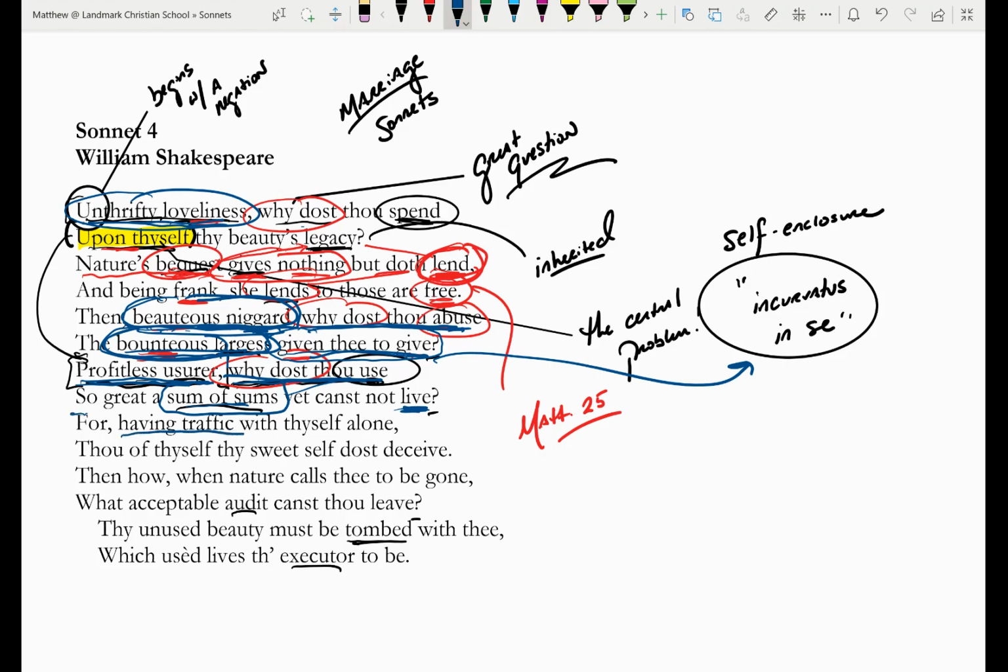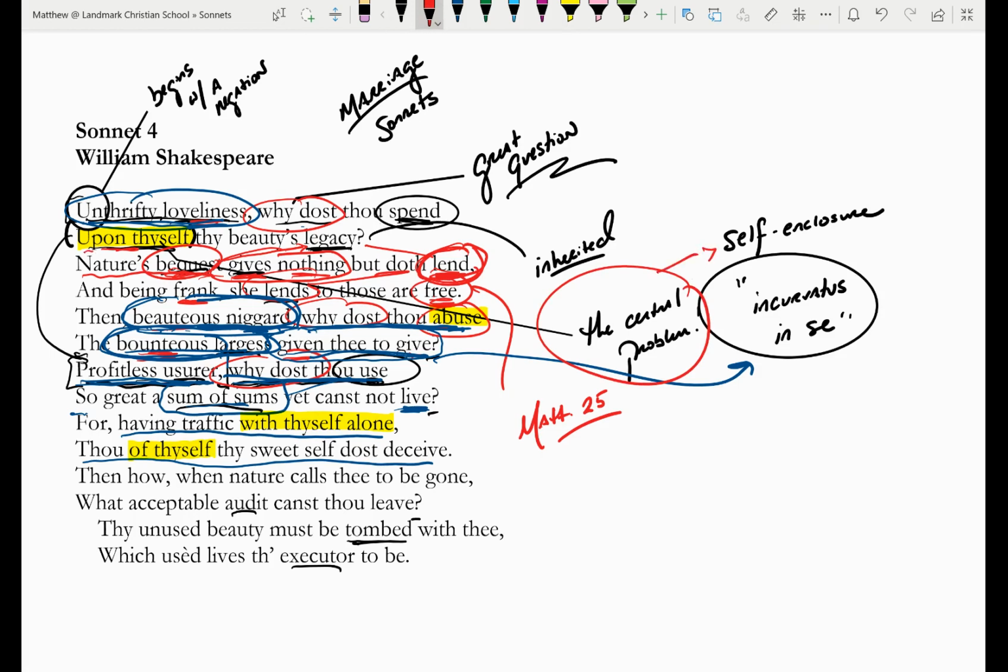For having traffic with thyself alone, thou of thyself, thy sweet self dost deceive. Now notice what's happening here. This central problem that was established in the first 2 lines, you spend upon yourself your beauty's legacy. This gift that you've been given to steward, you are mismanaging, you are abusing because you're spending it upon yourself. He returns to it in this last quatrain with 2 more prepositional phrases that further emphasize the central problem.